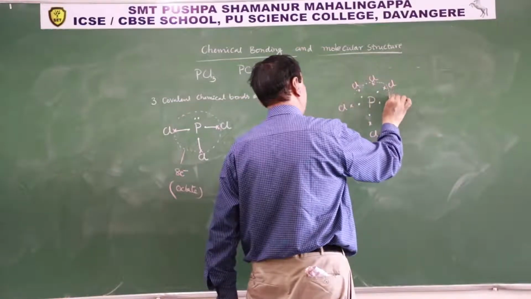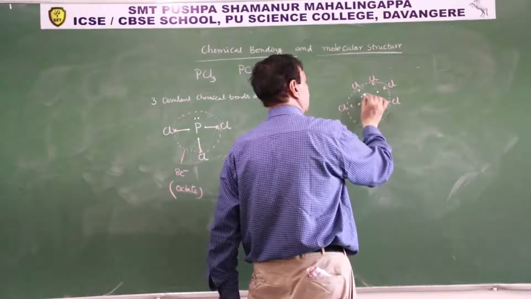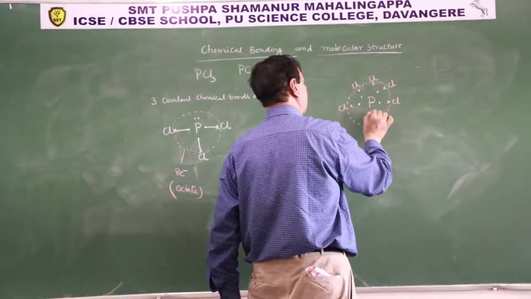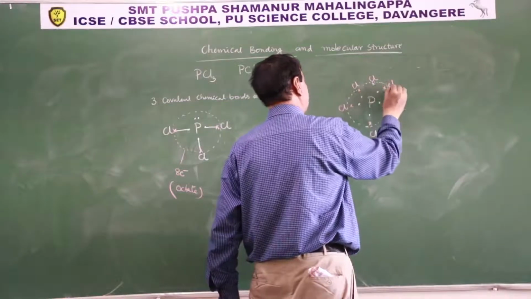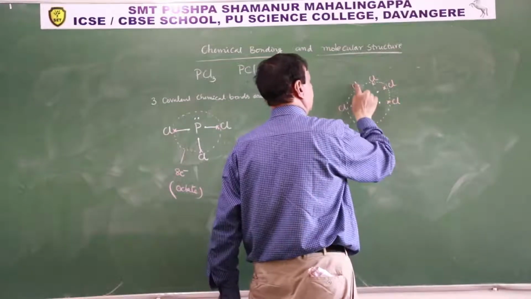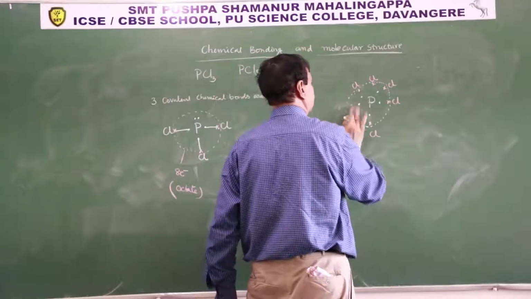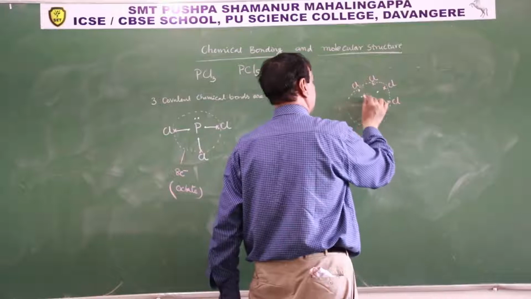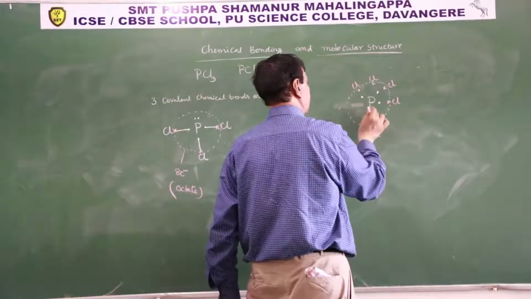See the number of the electrons. Here 1, 2, 3, 4, 5 and 1, 2, 3, 4, 5. 1, 2, 3, 4, 5 numbers of the electrons. 1, 2, 3, 4 and 5.